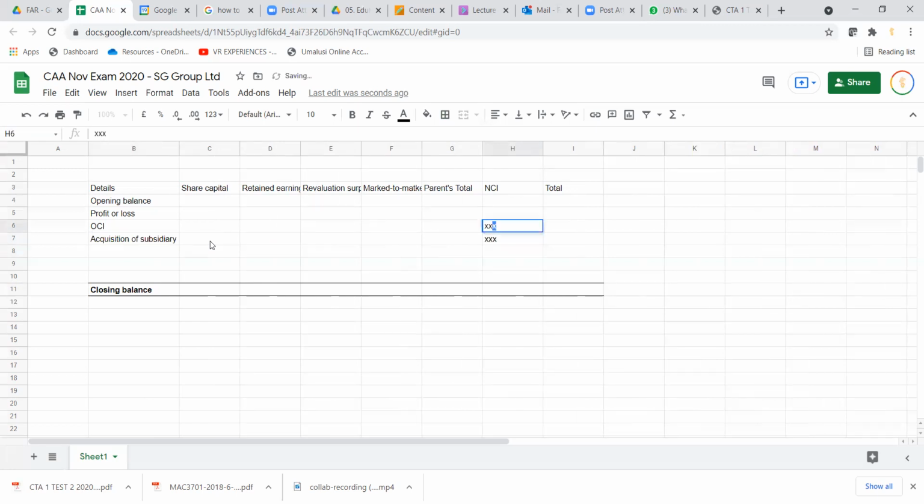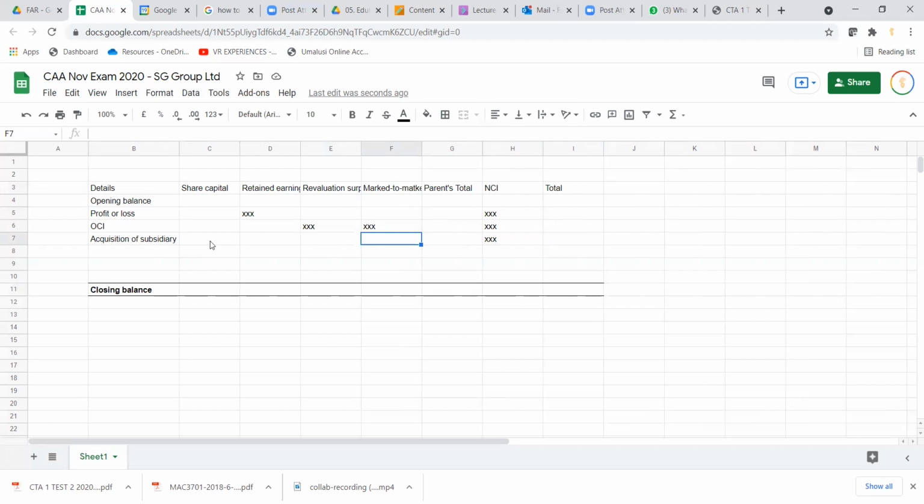OCI would go over there and over here. Okay. Profit or loss will go under retained earnings. OCI can either be under revaluation surplus and or mark to market reserve. Okay, so you will have profit or loss, other comprehensive income.